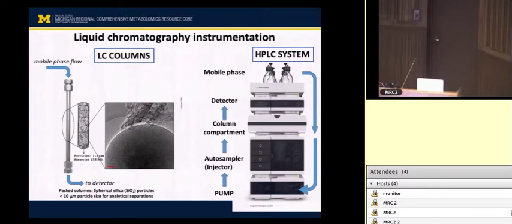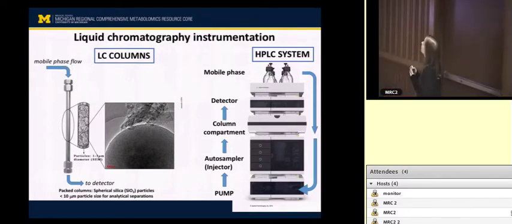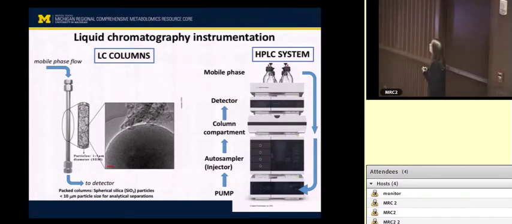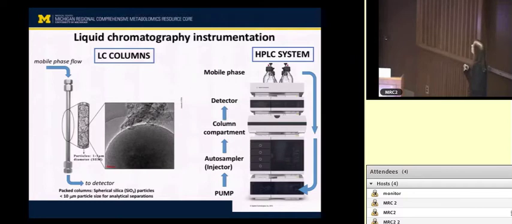Mobile phase is being moved through this column by a pump. That's one of the central components of each HPLC system. So we have a solvent reservoir up there. The pumps move the solvent through the system to the column that sits in here in a thermostatic compartment. We have an autosampler that can hold our samples until they are automatically injected. And then we have a detector. In this case, this is a UV detector. We usually talk about mass spec in this workshop.